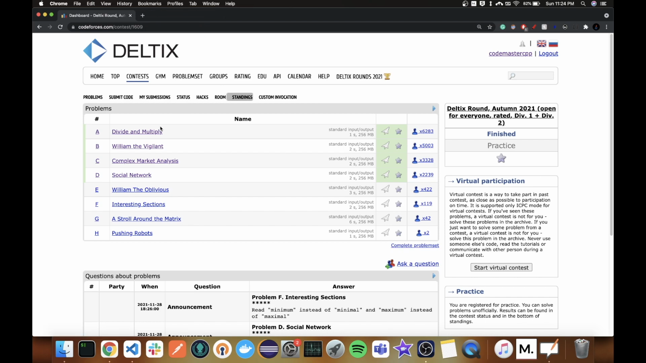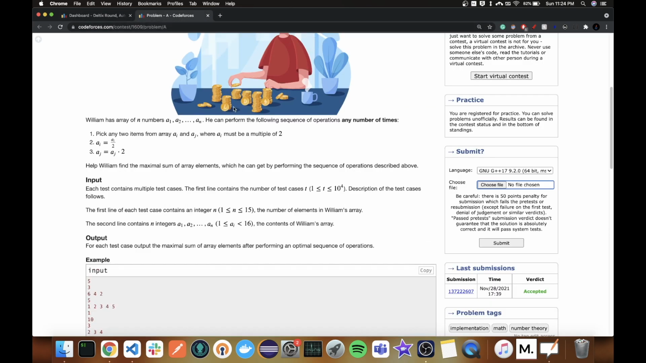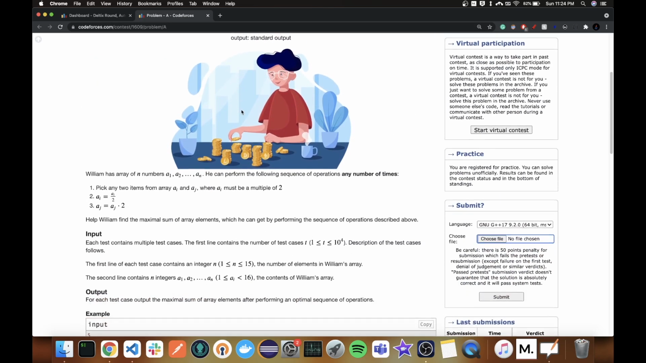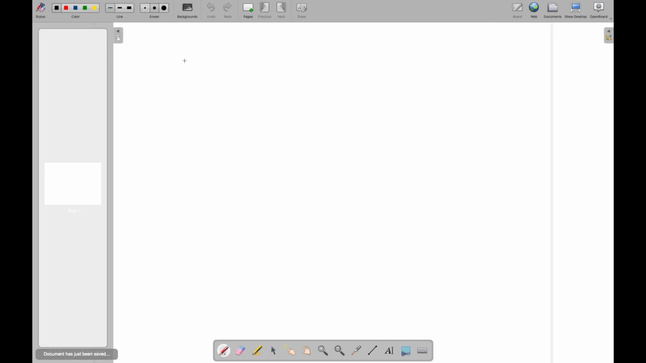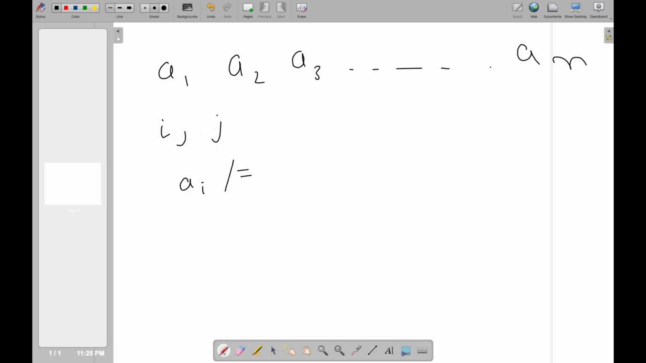That being said, let's get started on the solutions. So problem A, divide and multiply. In this problem, we are given an array a1, a2, a3, up to an, and we can do some operations. That operation is: choose two indices i and j, and divide one of them by 2 and multiply the other by 2. This is only possible if ai is divisible by 2.